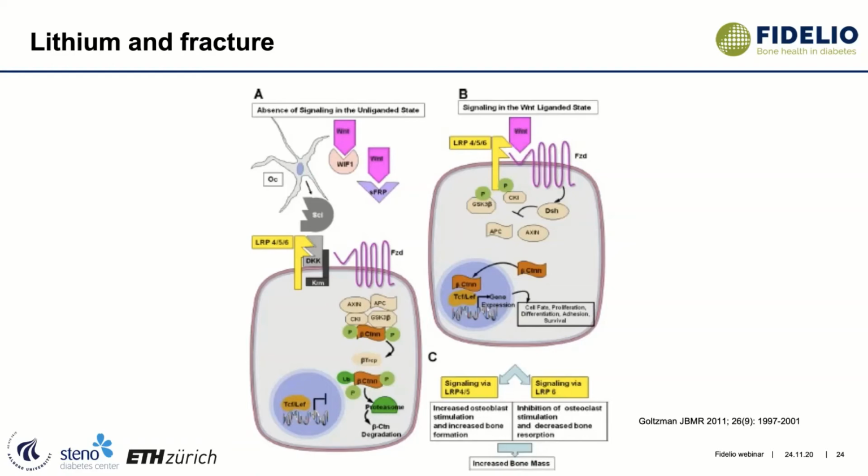So what this leads to in the lower right half of the picture, that is, if you have signaling via LRP4 or 5, then you have an increased osteoblast stimulation and an increased bone formation. If you signal via LRP5, via LRP6, you inhibit or may inhibit osteoclast stimulation and decrease bone resorption. This, of course, is interesting. Now, just put this up in your memory. This could, of course, be of interest with the lithium.